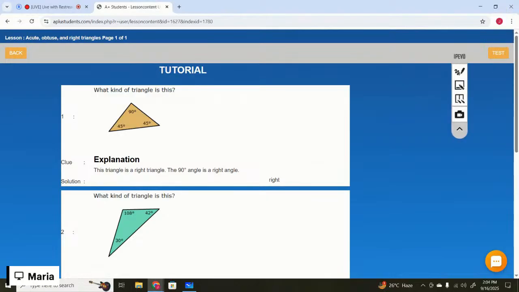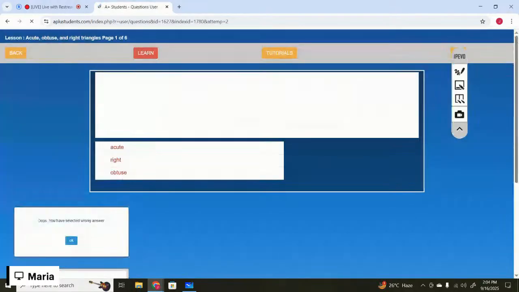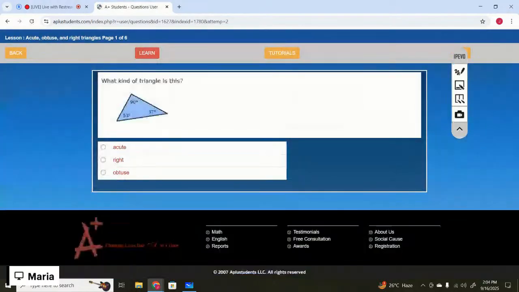Let's just start with the test questions. Okay, what kind of triangle is this? 90 degrees and 37 degrees. So one of the angles measures exactly 90 degrees, so that is a right triangle. So option number 2 is the correct option.